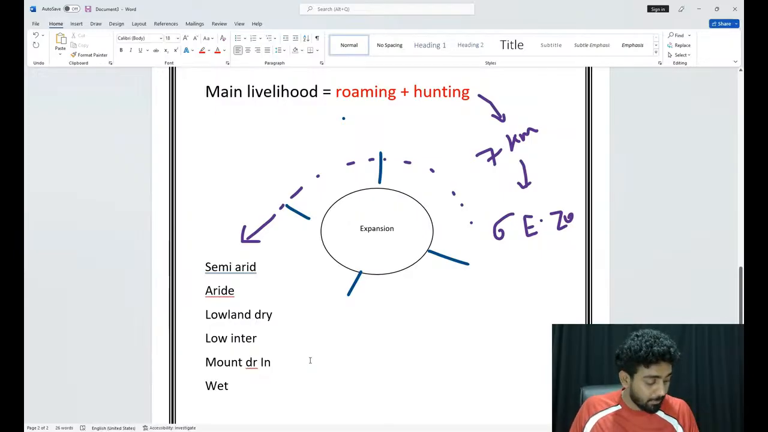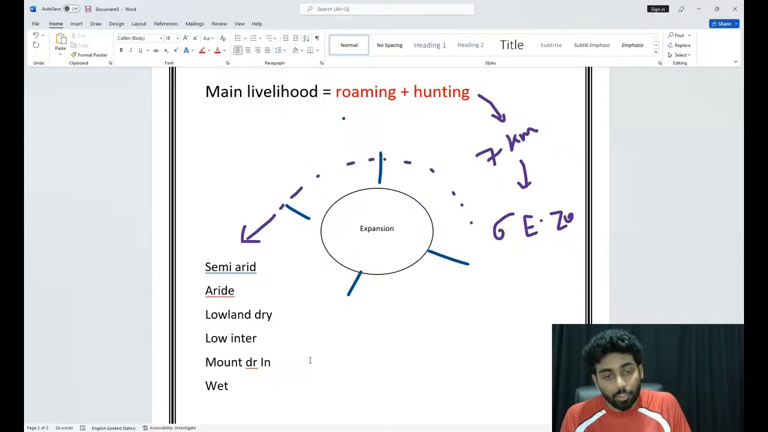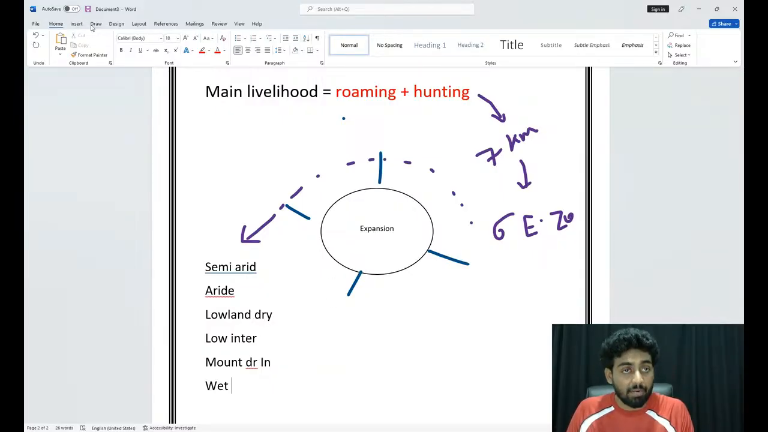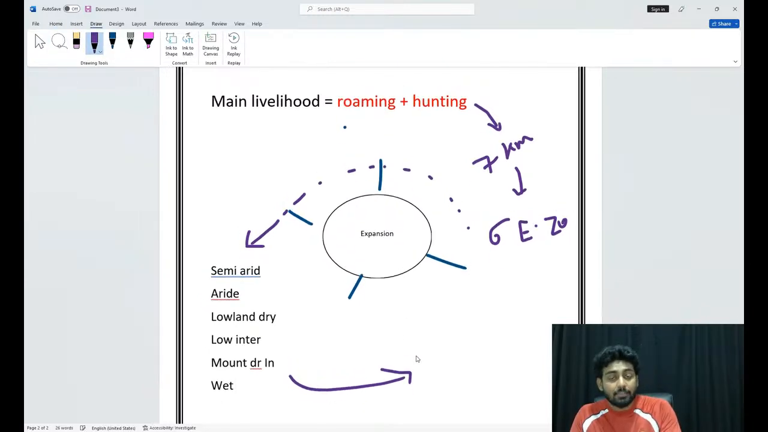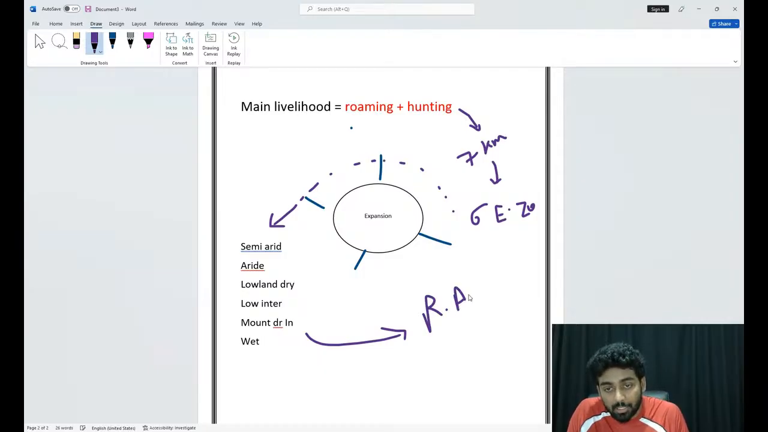Semi-arid zone, dry zone lowland, intermediate zone lowland, intermediate zone mountainous, and wet zone. There are six environmental zones where they had expanded. And what was the main factor which affected this expansion? Why did they select these six environmental zones? What is the main reason? It is the rate of annual rainfall.